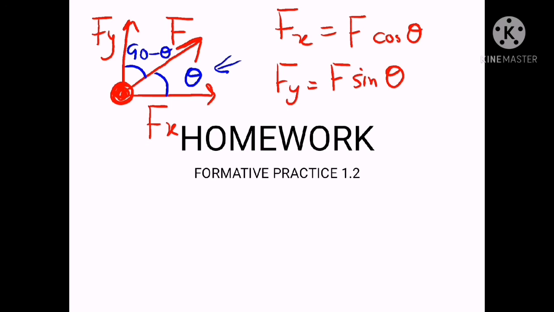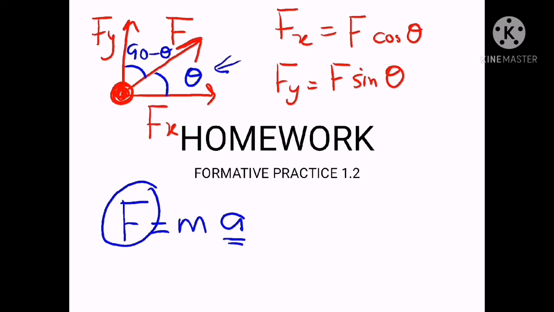And then, when you want to calculate the acceleration of the object, we are going to use this formula, F equals ma, where your F should be your resultant force. Then you can calculate your acceleration. Right? So that's it for today.